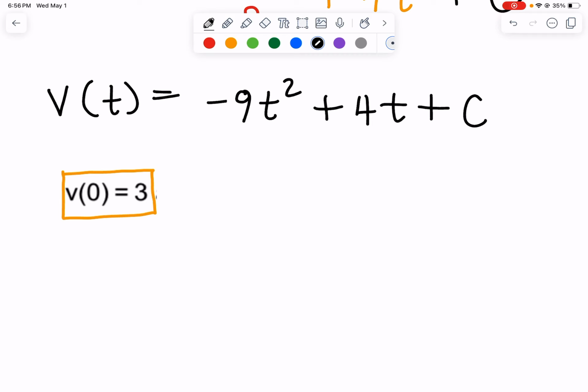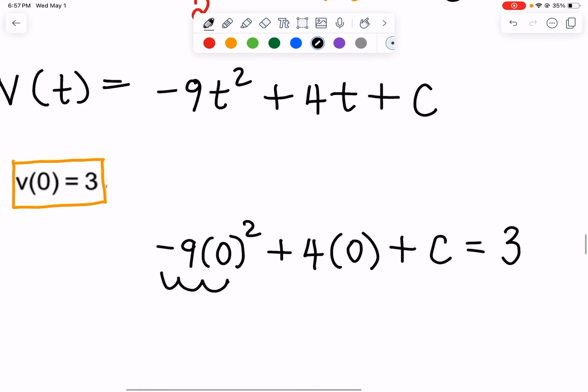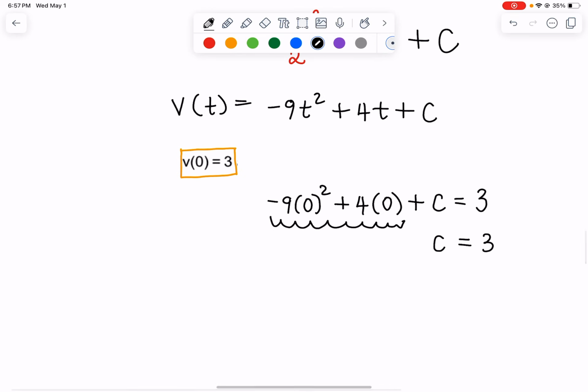So here's what I'm doing. I'm going to do negative 9 times 0 squared plus 4 times 0 plus c. And this clue is telling us that that better equal what? 3. So we can tell that the first two terms are all 0. And c must be equal to 3. So we found the velocity function. Let me write it. V of t is negative 9t squared plus 4t. Not plus c anymore, but plus 3.